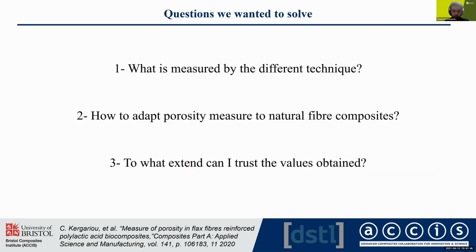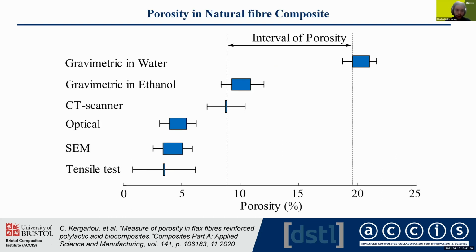So I wondered three things. First, what technique could be used to measure these three types of voids? How could I adapt this porosity measurement technique to natural fiber composites? And to what extent could I trust these values? In order to do this, I made 6 different measurements for the same materials. 2 gravimetric measurements, which basically consist in measuring the weight of the specimen in different conditions and extracting the porosity from this. 3 different optical measurements, CT scanner, optical microscope, and SEM, and a tensile test, which consists in loading the specimen in traction, then calculating the mechanical properties, and back calculating the porosity from it.